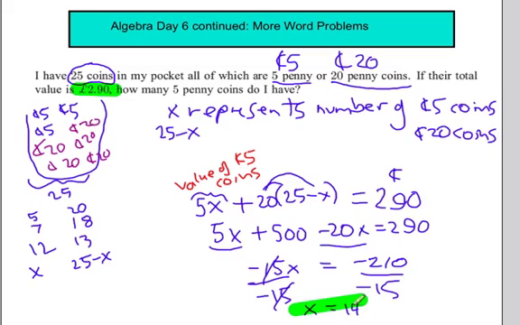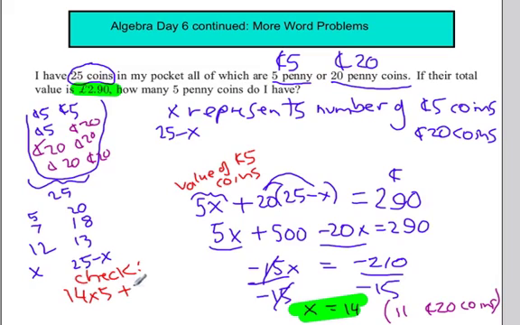You can check, right? So if you have 14 of the 5-pence coins, that means that you have 11 of the 20-cent coins, okay? Now let's just quickly check our value because we're awesome and we always check, okay? If I have 14 5-centers, I'm going to multiply that by 5, and if I have 11 of the 20 centers, when you multiply those, you should get the value of your money.